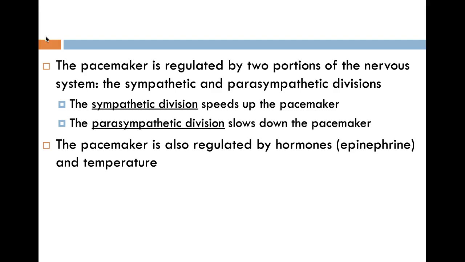In addition to the autorhythm and that SA node pacemaker controlling the heart, your heart also takes cues from your nervous system, in two parts of your nervous system, the sympathetic and parasympathetic divisions. The sympathetic division of your nervous system speeds up your pacemaker. So this is where fight or flight can come in, brisk walking, running, just physical movement will speed up that pacemaker or that SA node.